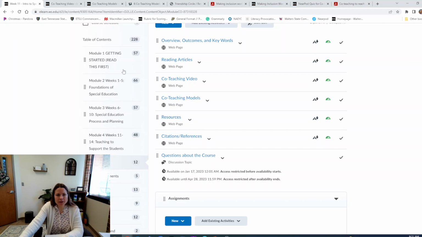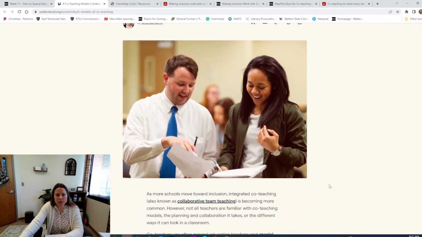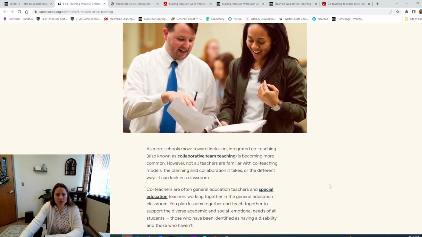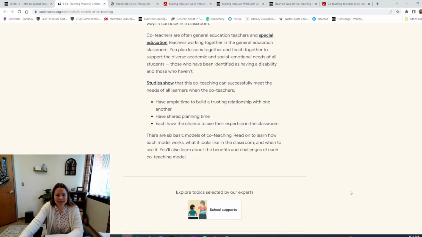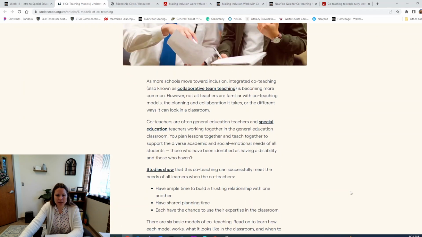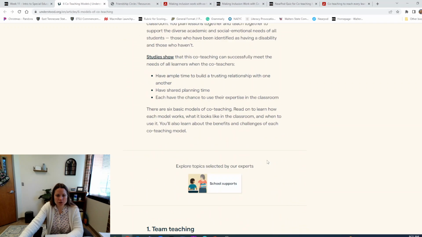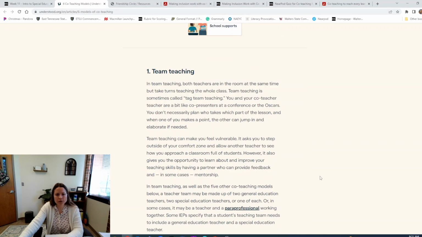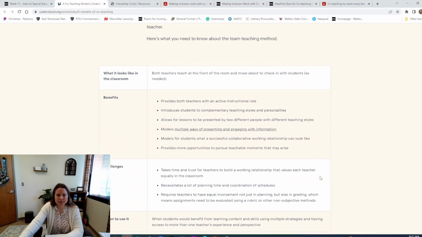I also provided you with resources. In the resources, when you click on that, you're going to come across one web page, which I feel is useful. It goes over the 6 models of co-teaching, right? And it has some links in here for you, so be sure to look at this. And if you scroll down further, you're going to see a definition and a little bit more in-depth knowledge of what those look like, right?